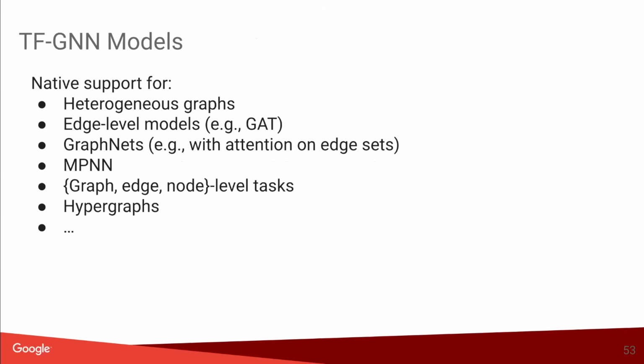So the TF-GNN library comes with native support for heterogeneous graphs, where you can have multiple entities and multiple relation types. Edge level models, where you can update the edge states, and built-in GraphNet as well as MPNN architecture support. Tasks you can define at graph, edge, or node levels. And you can also use hypergraphs, which is basically a generalization of graphs, which can connect multiple vertices instead of just two vertices.